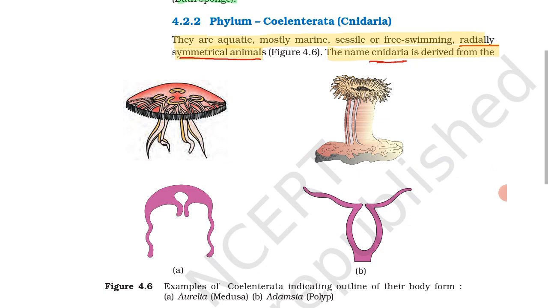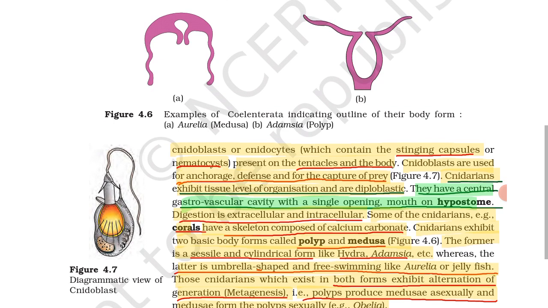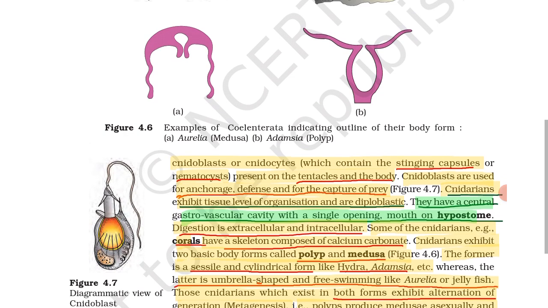The name Cnidaria is derived from cnidoblasts or cnidocytes, which contain stinging capsules or nematocysts. They are given this name because they have stinging capsules, the nematocysts, present on the tentacles of the body. Since they have stinging capsules in their body, they are called cnidoblasts or cnidocytes.